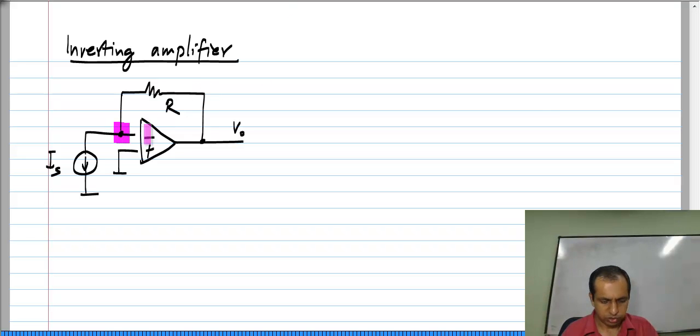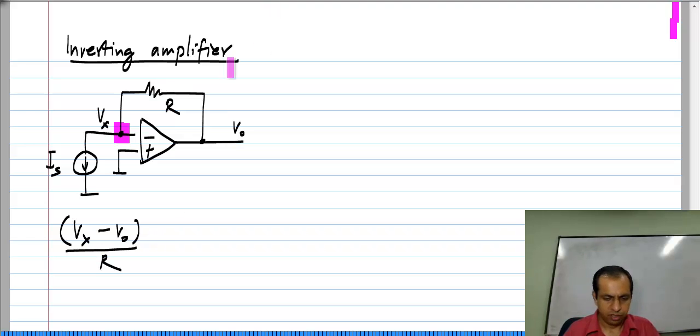Okay. So, at this node, if I write the Kirchhoff's current law equation, I will see that, let me call this node voltage V x, V x minus V o divided by R, which is the current leaving this node through resistors, equals the current being injected into this node, which is minus I s. Okay. And we have the other node, which is the output of the op amp. As I mentioned, we cannot write Kirchhoff's current law equation here.